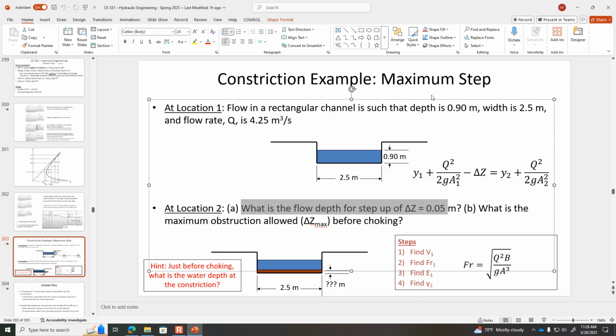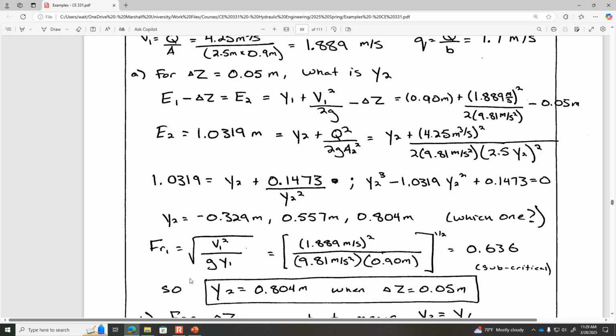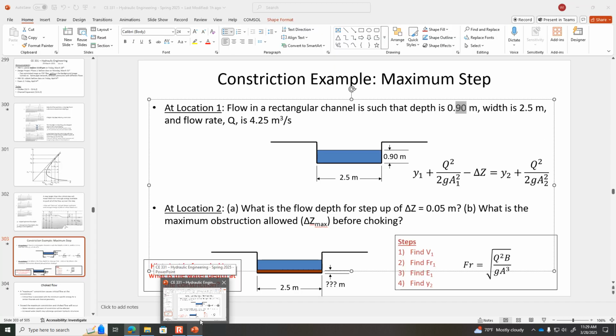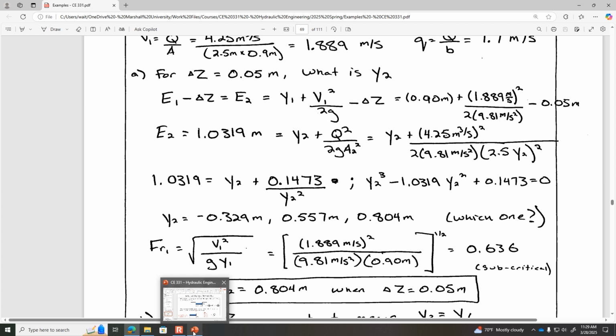The water originally was going at 0.9 meters. It encounters the step, and then after the step extracts some specific energy. By the way, the reason why we have the minus on the left-hand side is because there's less specific energy at 2 than there was at 1. The specific energy at 1 is being reduced by the amount of the step up. So after the step reduces 0.05 meters of energy, what's left is a flow depth of 0.804.